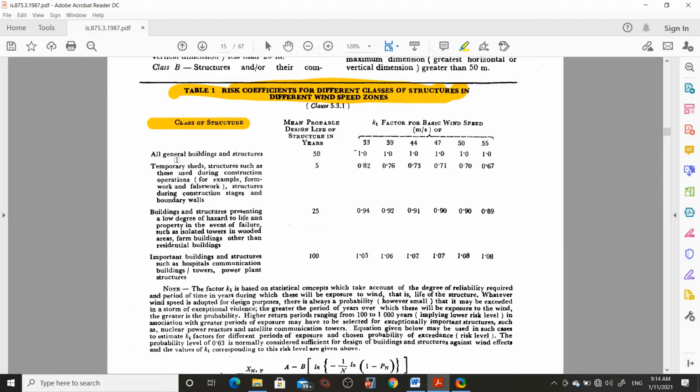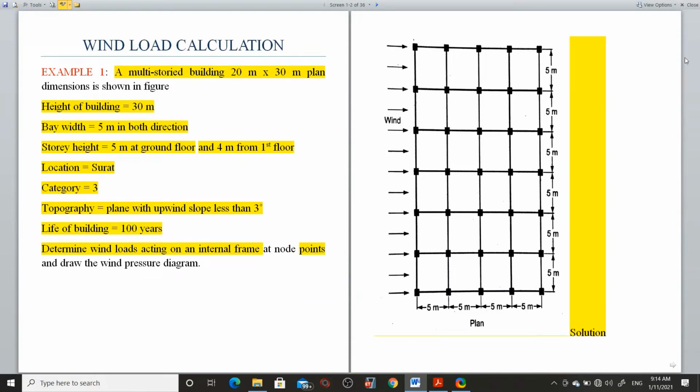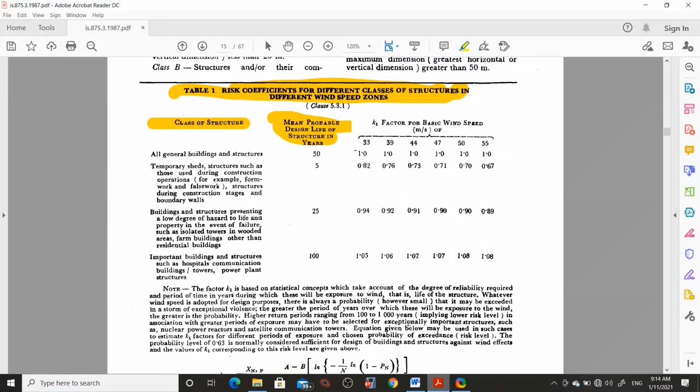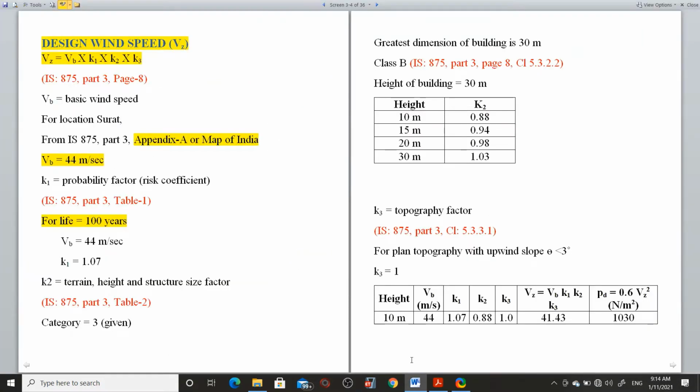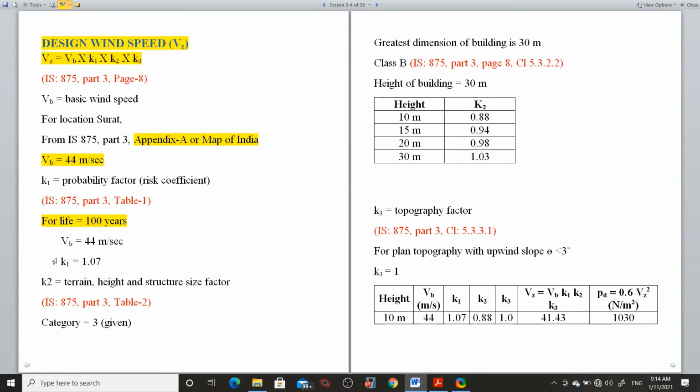But here the main thing is the probable design life of the structure in years. First we need the life of the structure: 10 years, 100 years. Here the life of the structure is 100 years, and the K1 factor depends on the basic wind speed. The basic wind speed here is 44. So by this table we can say K1 is 1.07.